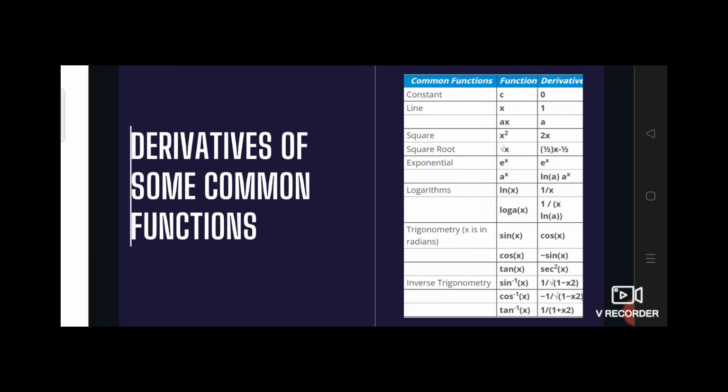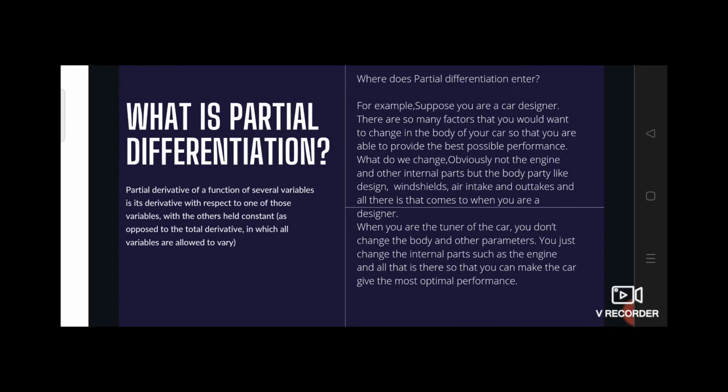Now let's move on to partial differentiation. What is partial differentiation? Partial differentiation is the derivative with respect to one of the many variables with the others considered as constant, while in normal differentiation we consider them as variables.